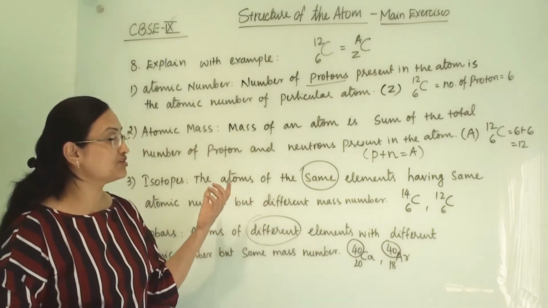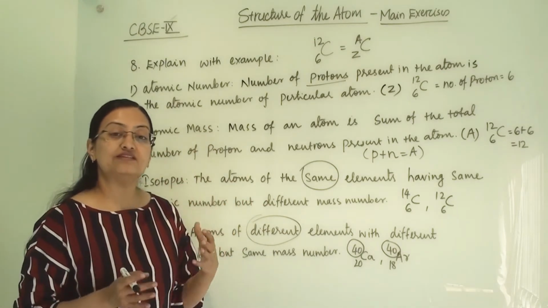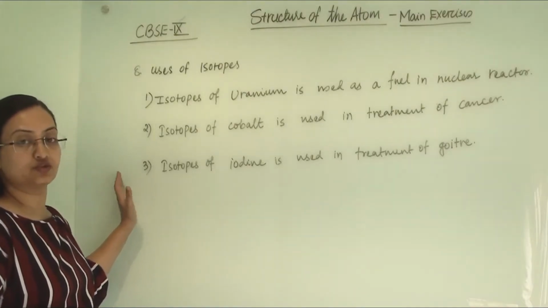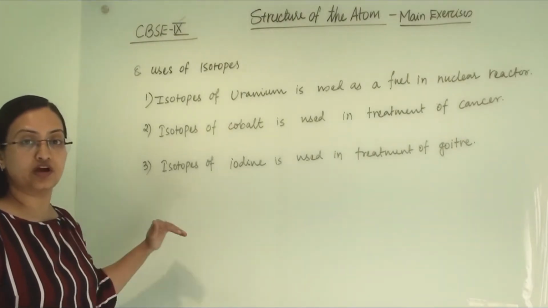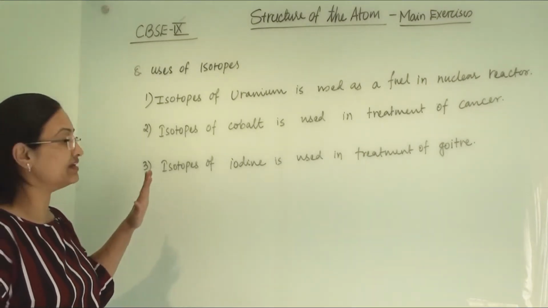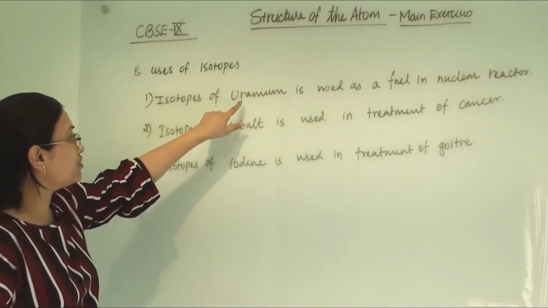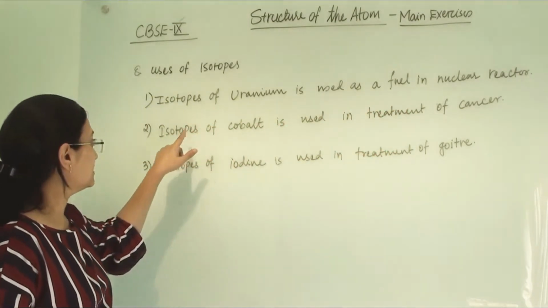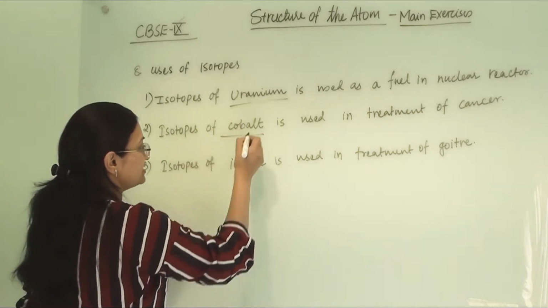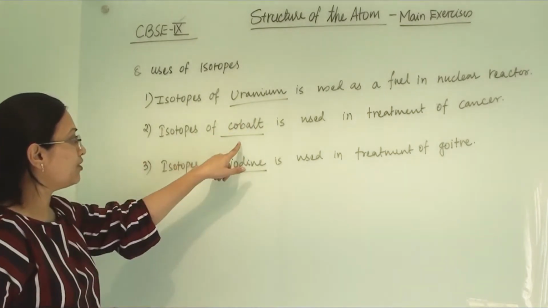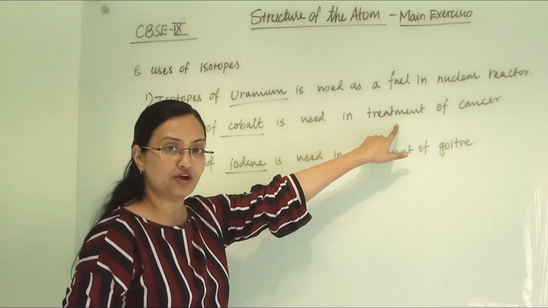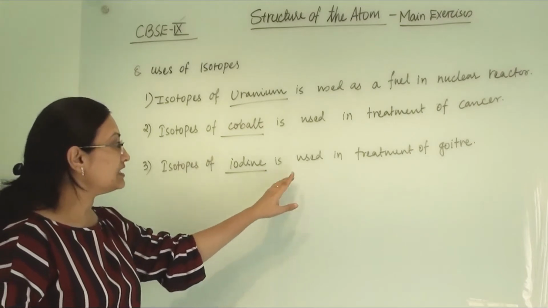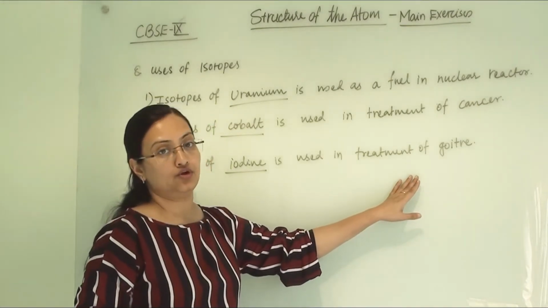Now the second part of the same question is: write two applications of isotopes. So these are the uses of isotopes. This can also be asked as a 1 mark question, in fill in the blanks or in multiple choice questions. Isotopes of uranium are used as fuel in nuclear reactors. Isotopes of cobalt are used in the treatment of cancer. And the last one, isotopes of iodine are used in the treatment of goiter.